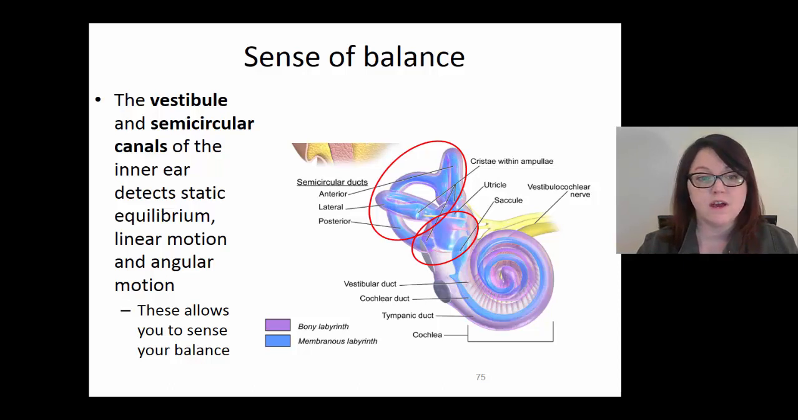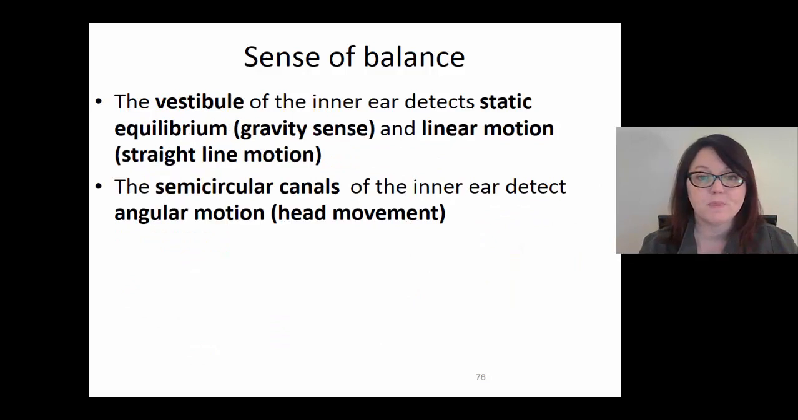So these two structures allow us to detect what we call static equilibrium, linear motion, and angular motion. And all of these three things combined is what allows you to sense balance. So the vestibule of the inner ear is for detecting static equilibrium, which you can think of like gravity sense. You can tell that you're not upside down right now, and that's because of your static equilibrium sense. It also detects linear motion, which is straight line motion. The semicircular canals, on the other hand, are for detecting angular motion. So this is motion that's not in a straight line, so turning, for example.